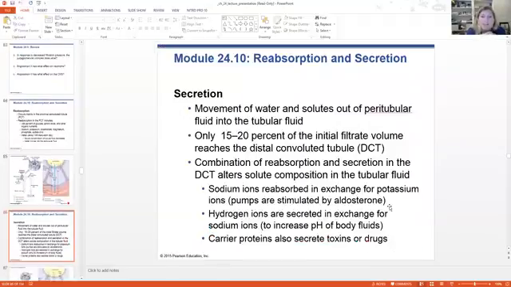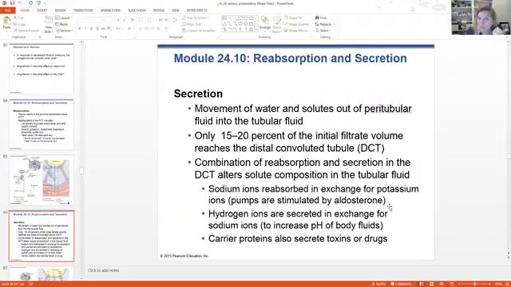Secretion is the opposite. This is movement of water and solutes out of that peritubular fluid into the tubular fluid. Very small percentage here is actually going to be affected by this. Only 15 to 20% of the filtrate volume that gets to the DCT is actually going to be excreted. So it's a combination of reabsorption and secretion in the DCT that's ultimately going to contribute to our solute composition in this tubular fluid or filtrate.